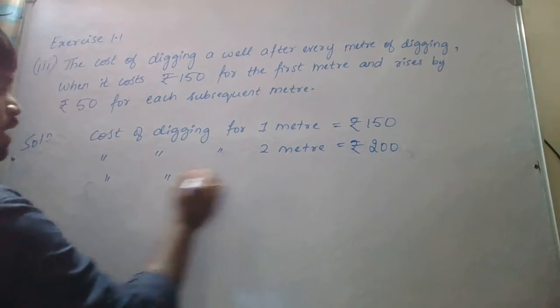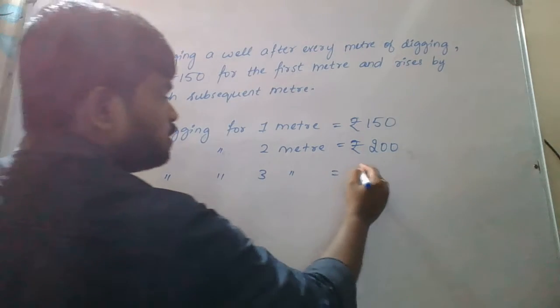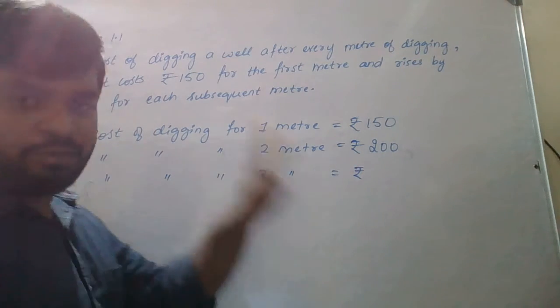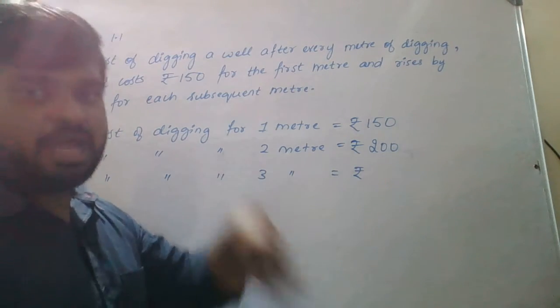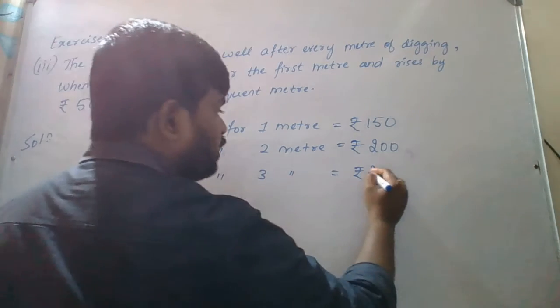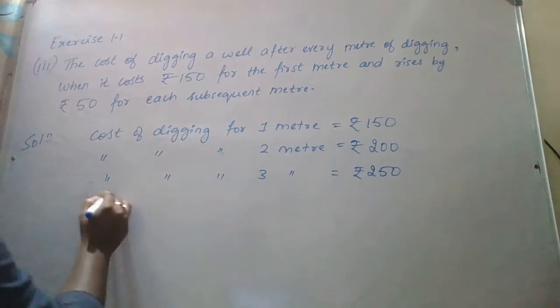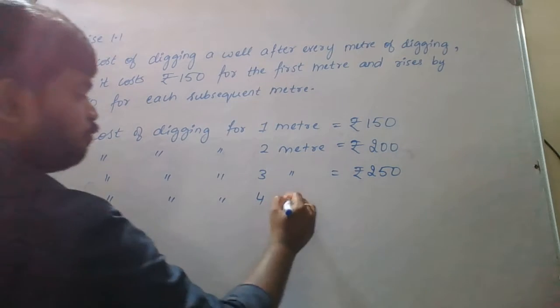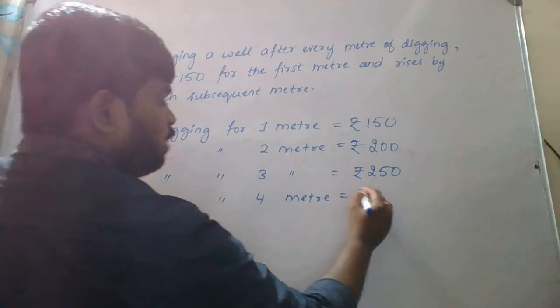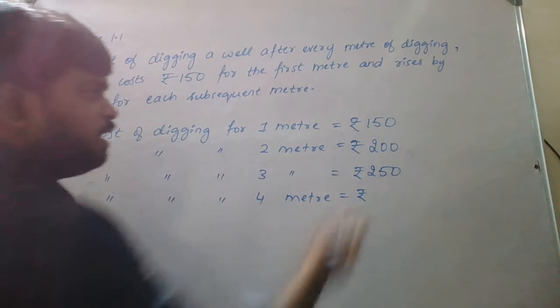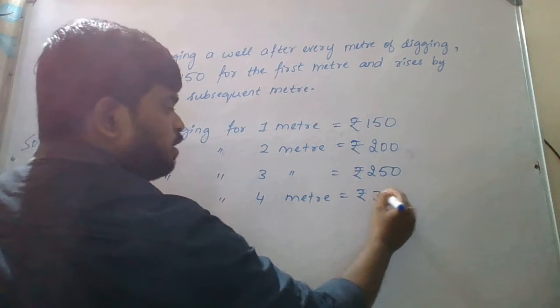The cost of digging for 3 meters will be 150 for the first, again 50, again 50, so it will become 250. Similarly, the cost of digging for 4 meters will be rupees 300. Very clearly 150, 200, 250, 300.